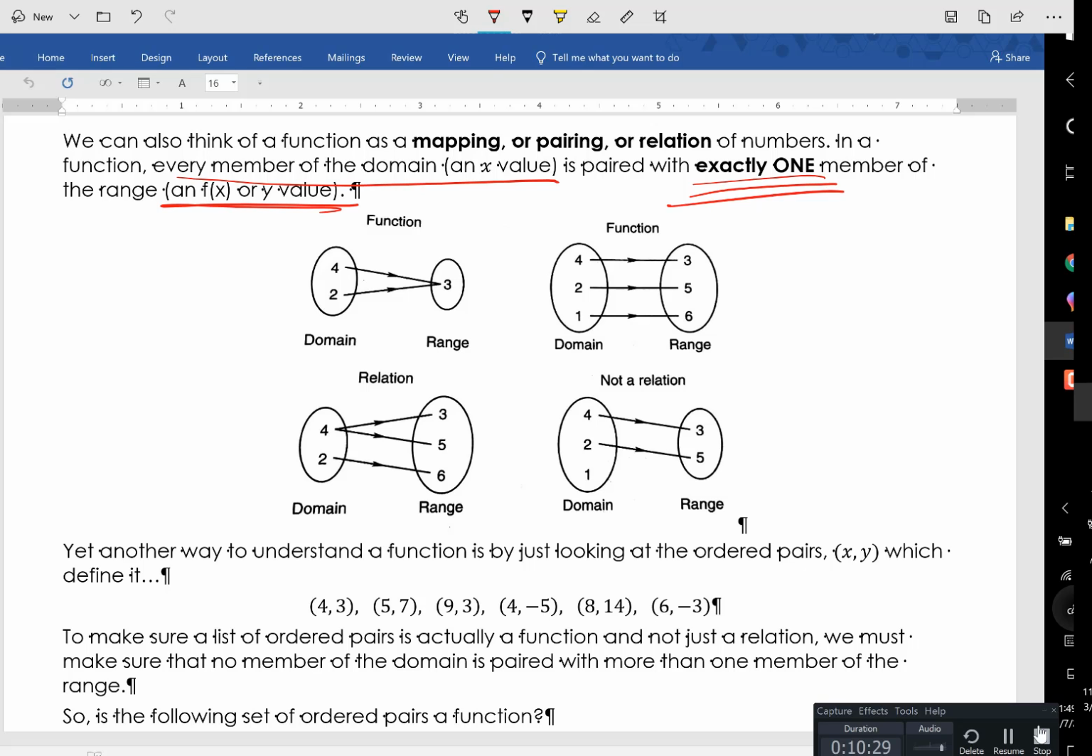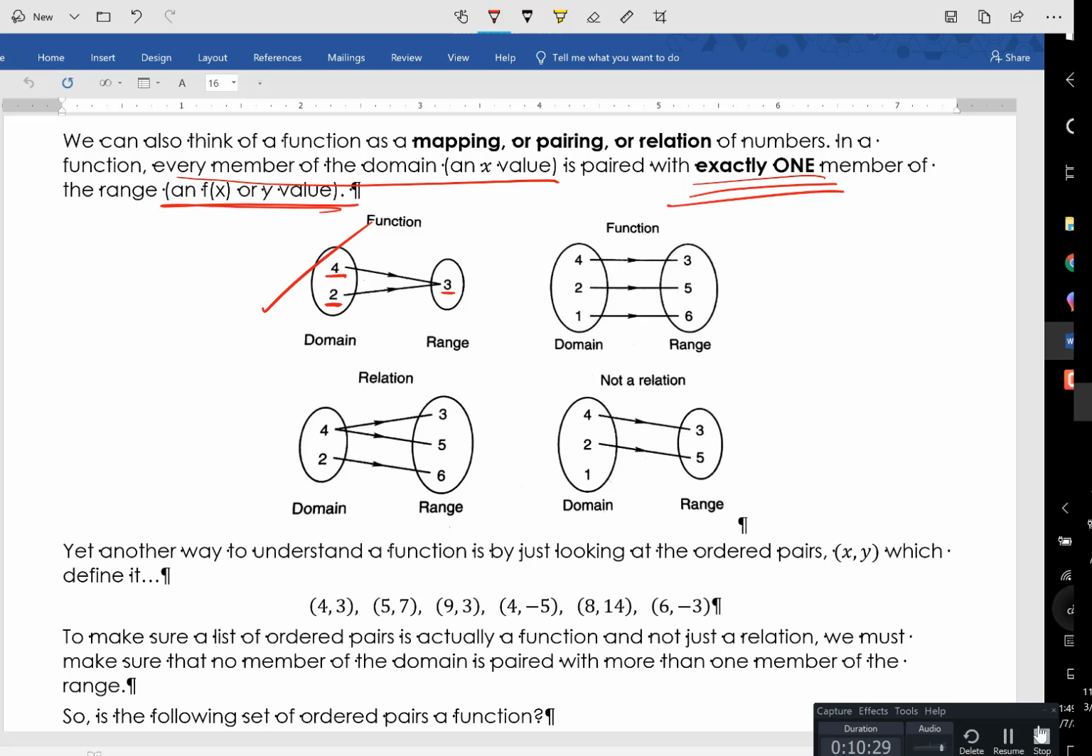The domain is the first oval and the range is the second oval. The members of the domain are 4 and 2. The member of the range is 3, all right? So if you look at each x of this function, so 4, it's mapped to exactly one number, 3. Look at the next member of the domain. It also is mapped to exactly one number, and that's 3. So that is a function. If each member of the domain is mapped to exactly one member of the range, then it is a function.